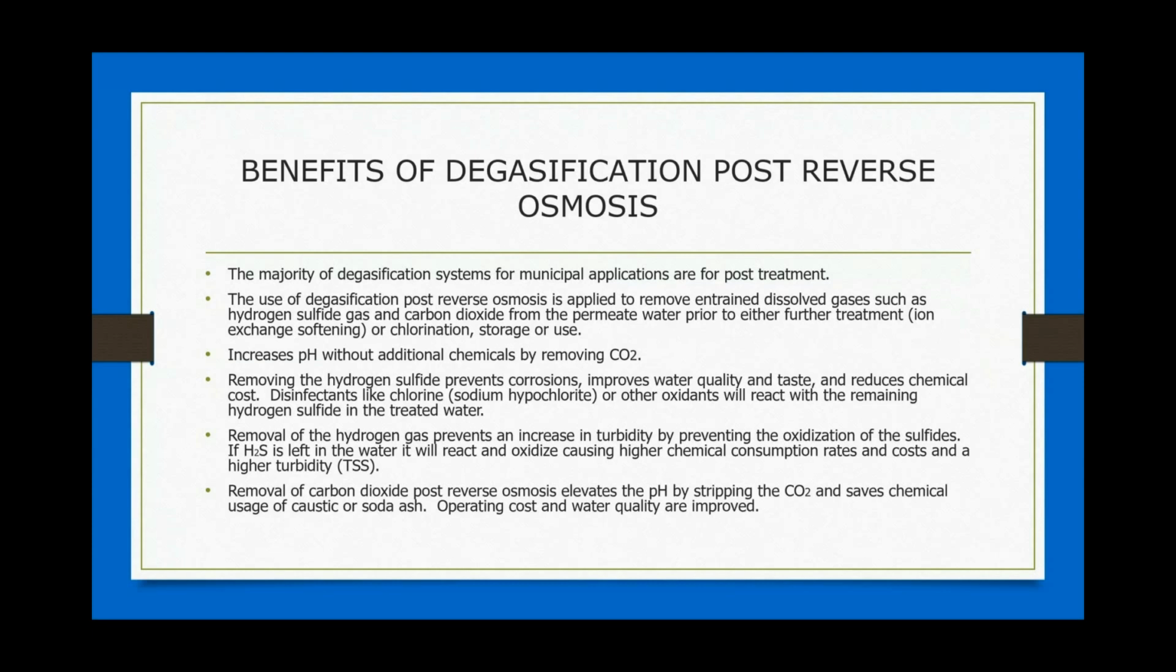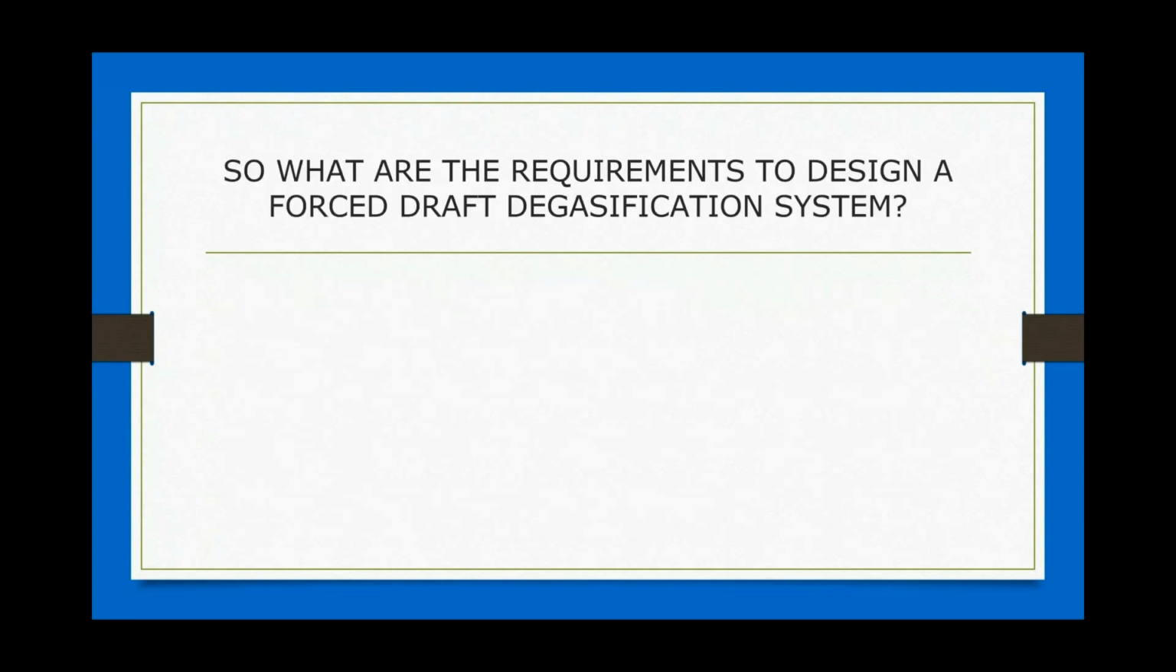Removal of carbon dioxide post-reverse osmosis elevates the pH, as I mentioned, by stripping the CO2, saves chemical usage of caustic or soda ash, and then operating costs and water qualities are improved. And then removal of the H2S and CO2, of course, protects and extends ion exchange resin, as we mentioned earlier, and reduces the regeneration cycles. So what are the requirements to design a forced draft degasification system?